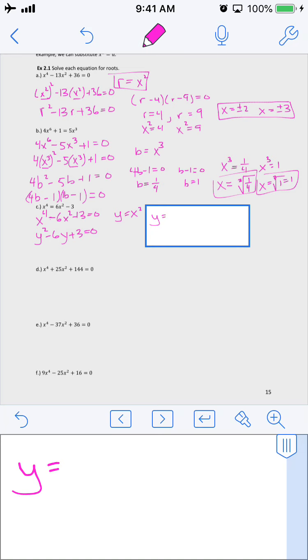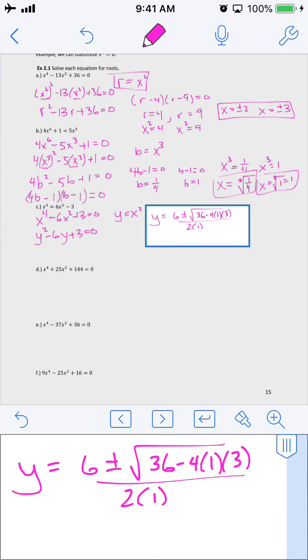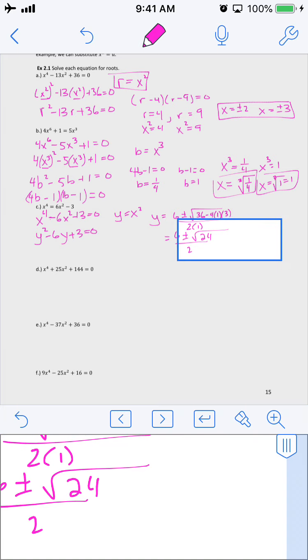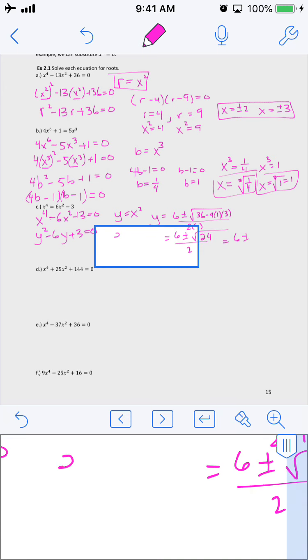y is equal to 6 plus or minus the square root of 36 minus 4ac, all over 2a. 6 plus or minus the square root of 36 minus 12 would be 24. Okay, I can simplify that 24. I can't simplify it all the way to a whole number, but at least I could take out, let's see, 6, 4, 2 root 6.